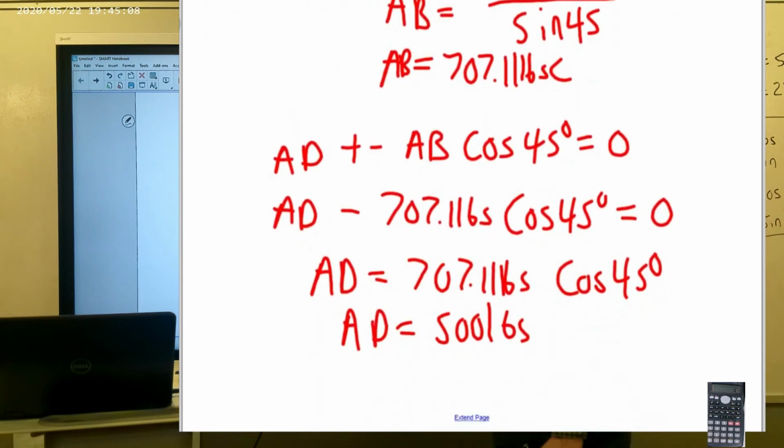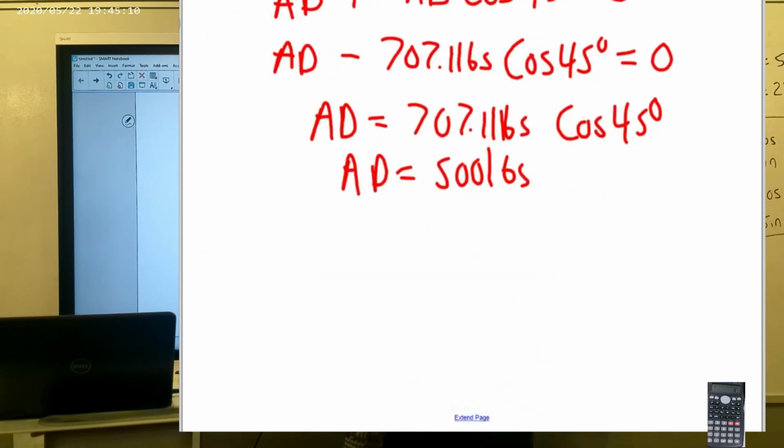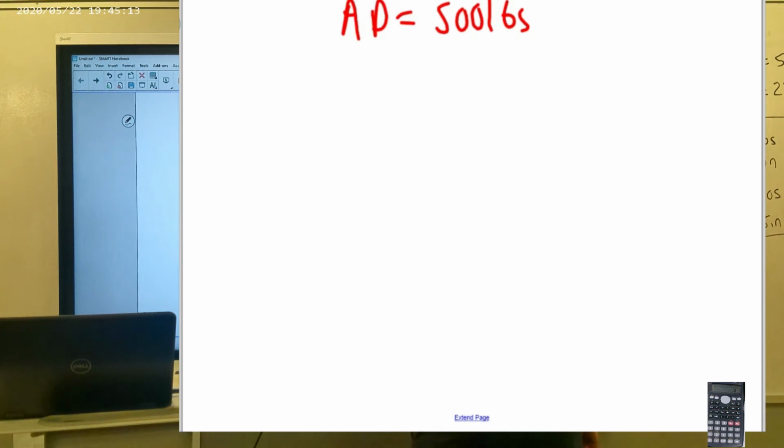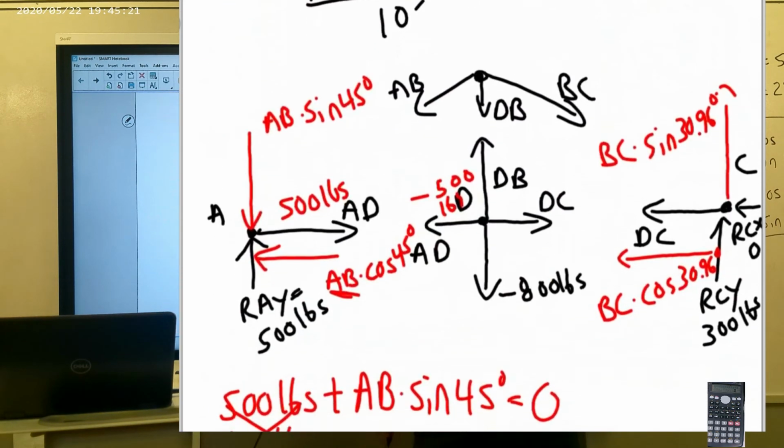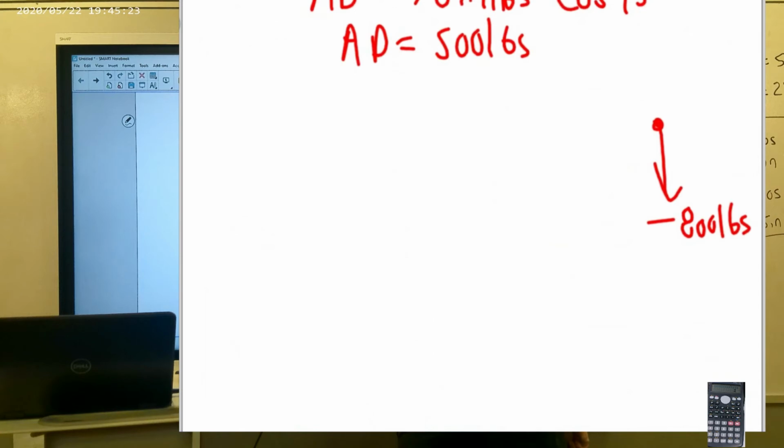So I'm going to extend my page, and I'm just going to go ahead and redraw that point D since we're getting a little low on the page. I have negative 800 pounds, and then I have member DB. And then I also have negative 500 pounds.